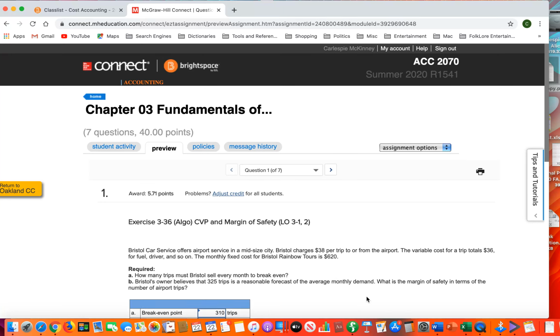We're going to do these 7 problems. Your numbers will not be different from mine, but it'll be the same problems. Let's start with the information they give us here.